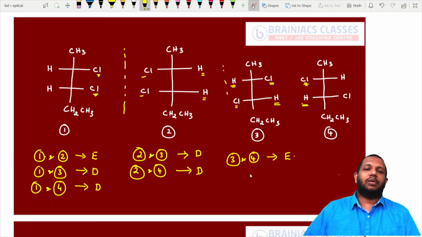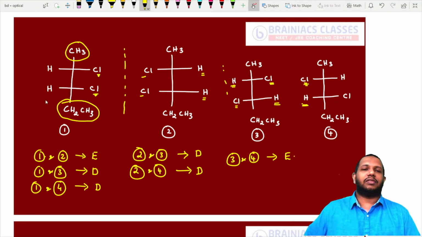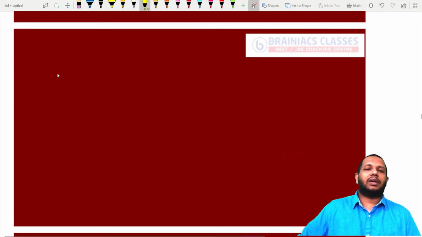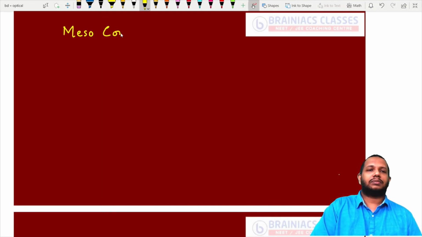Now next we are going to learn a separate class of compound, and you might have noted one thing here. Here CH3 is present, but here the group is different in all the examples I mentioned. Now we are going to learn the next definition, that is called a meso compound.